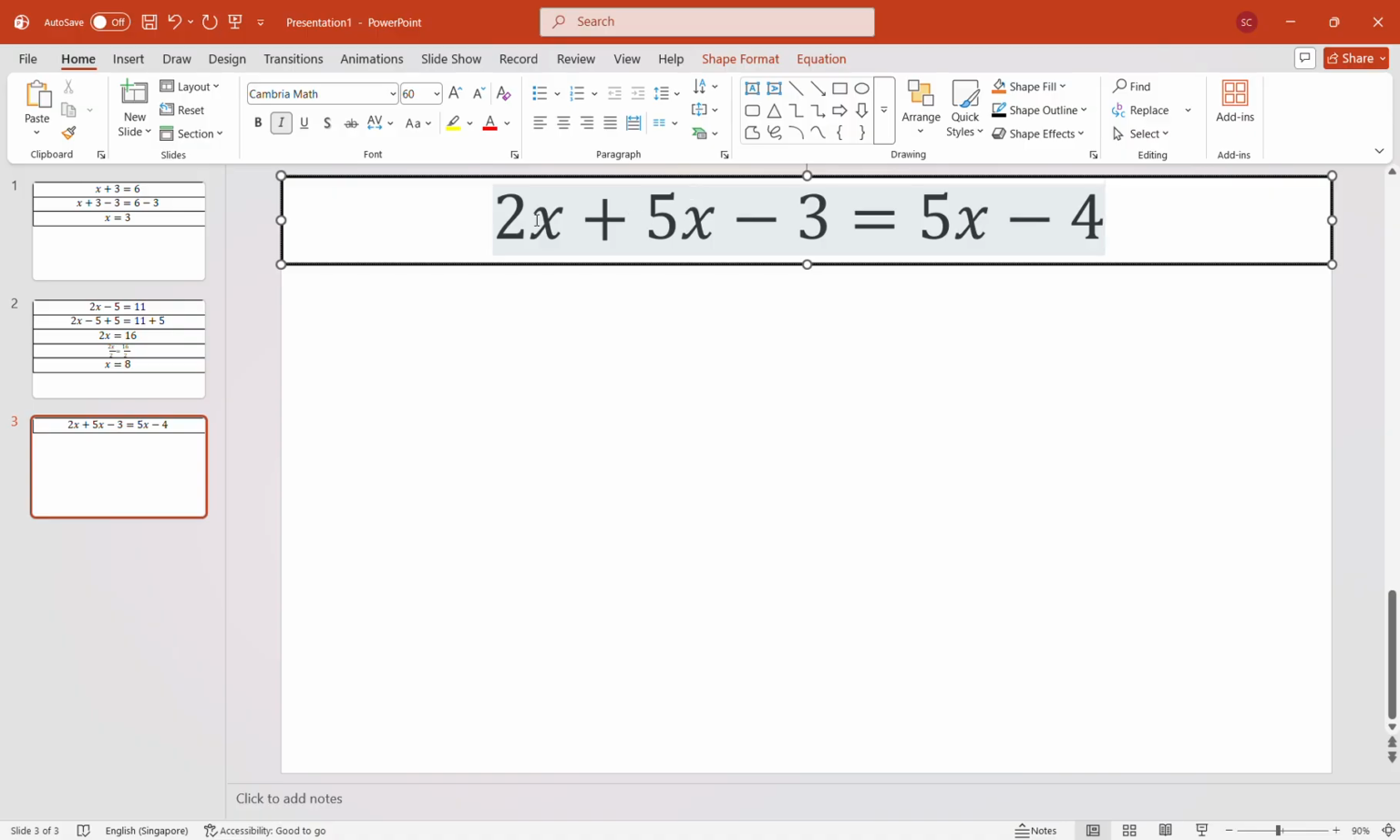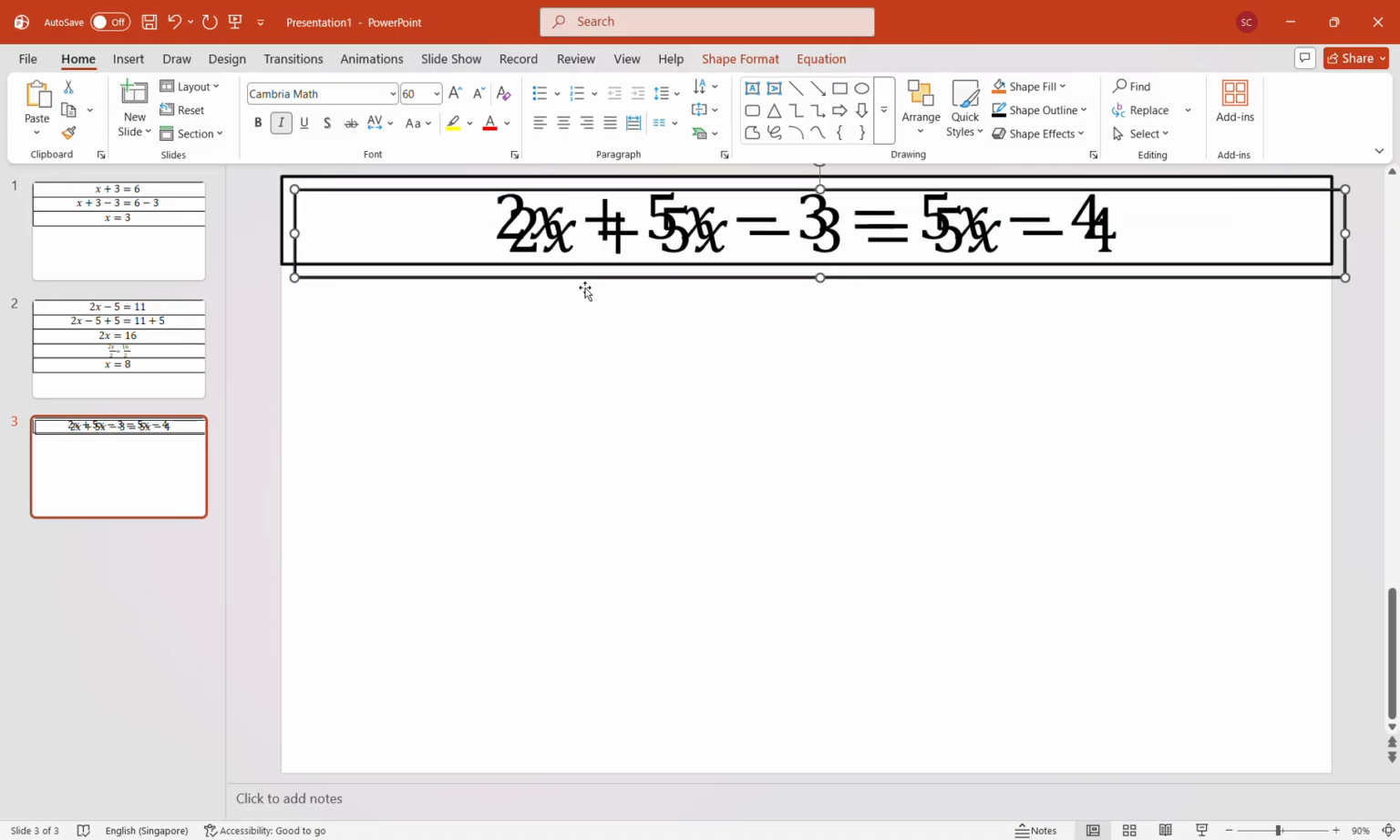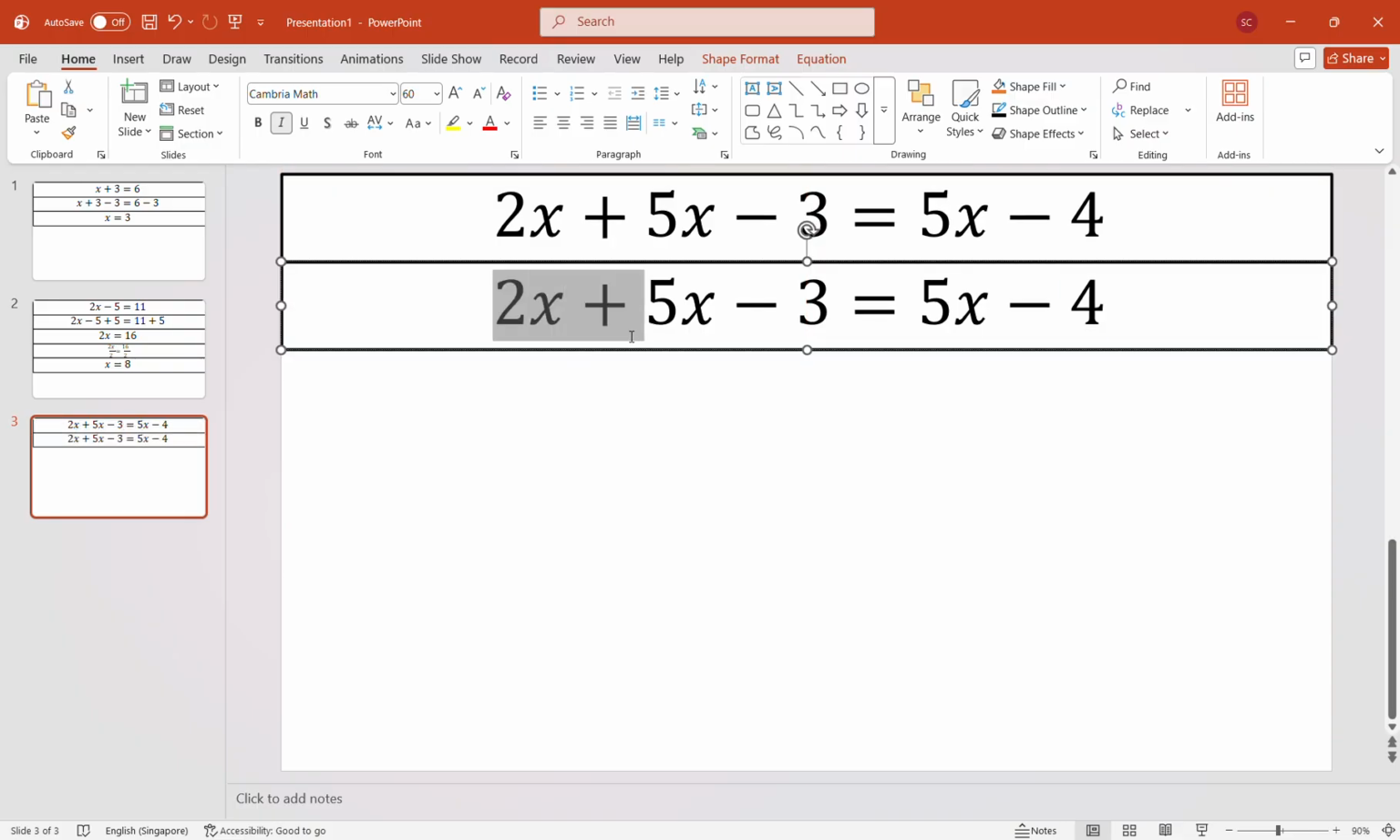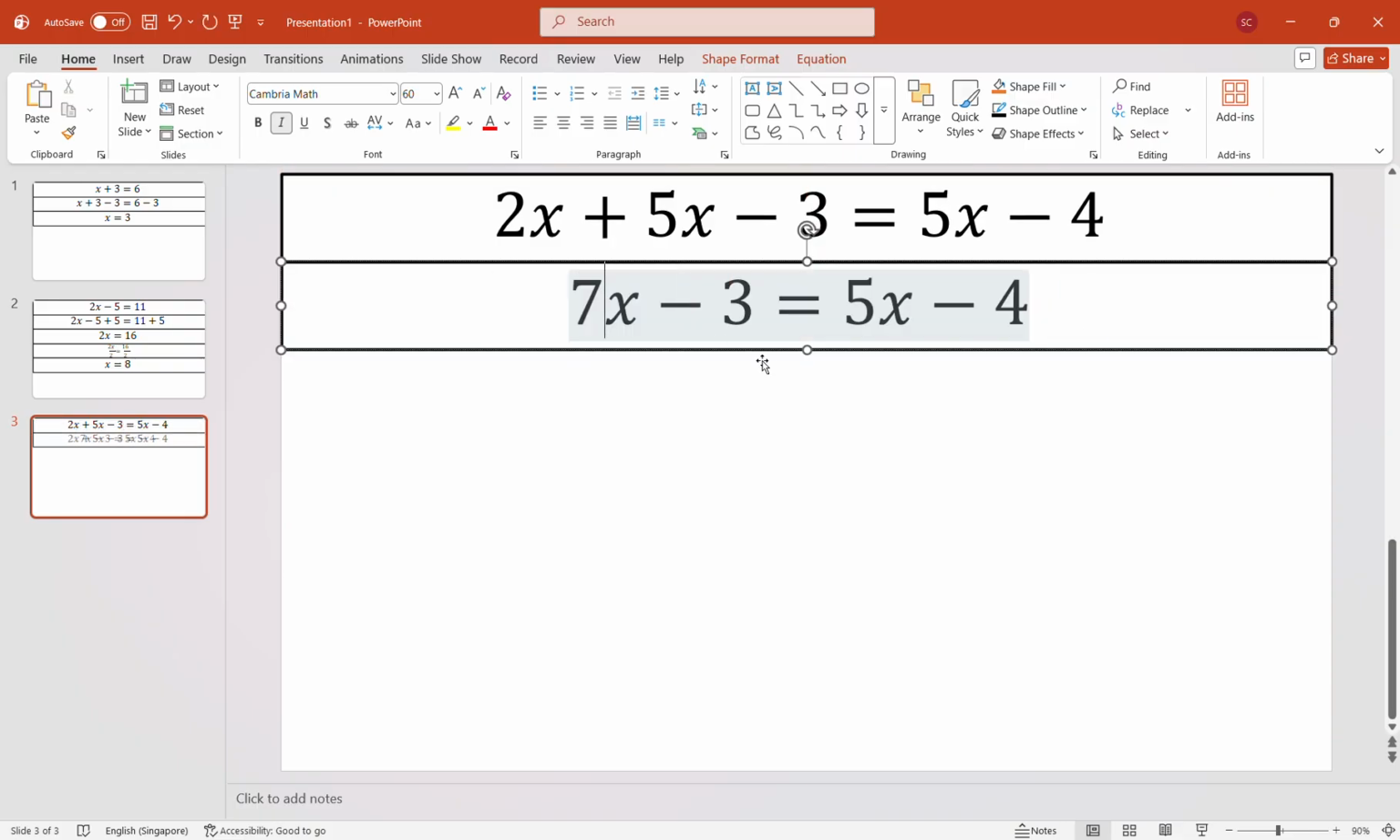Now, for this one, this is actually known as combining like terms, because when we have 2x plus 5x, the variables are the same. So we can just simplify them. So this becomes 7x minus 3 equals 5x minus 4.